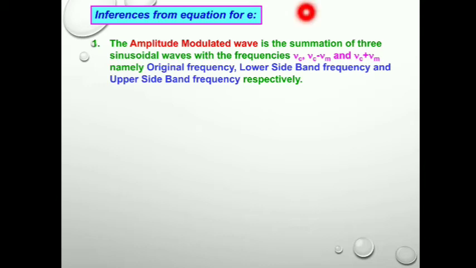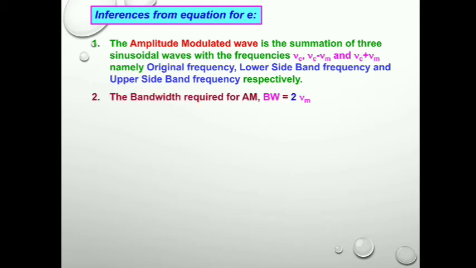See, the nu c is the original frequency, and this is the lower sideband frequency. Nu c minus nu m is the lower sideband frequency, and nu c plus nu m is the upper sideband frequency. Okay, so if you consider one signal, yes, the center frequency is maximum, but on both sides there will be the lower sideband frequency and upper sideband frequency.